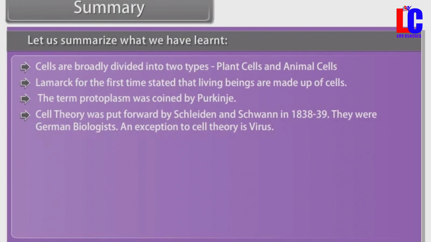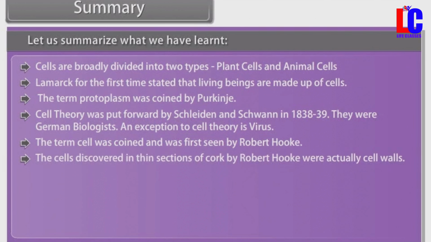Cell theory was put forward by Schleiden and Schwann in 1838 to 1839. They were German biologists. An exception to cell theory is virus. The term cell was coined and was first seen by Robert Hooke. The cells discovered in thin sections of cork by Robert Hooke were actually cell walls.